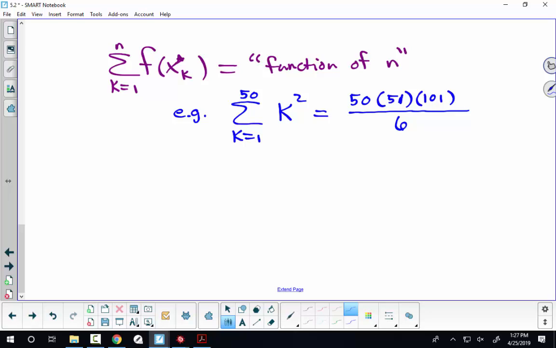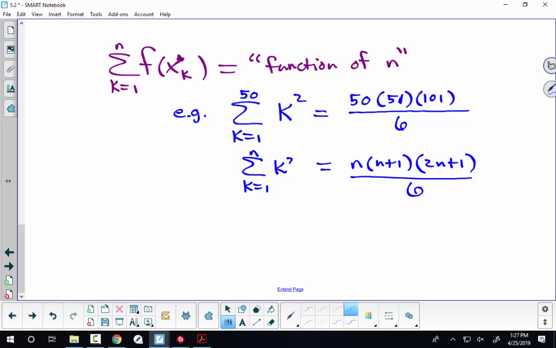Notice how that sum has now become basically an expression involving the stopping point. The formula here was n times n plus 1 times 2n plus 1 all over 6. So in general, it just depends on where we stop, that n value. Once we apply that formula, we have the sum of k squared equaling a function of n.